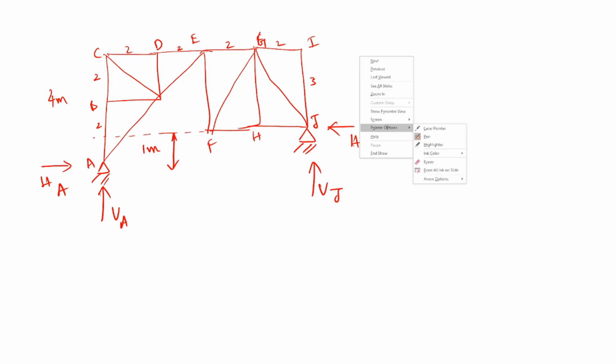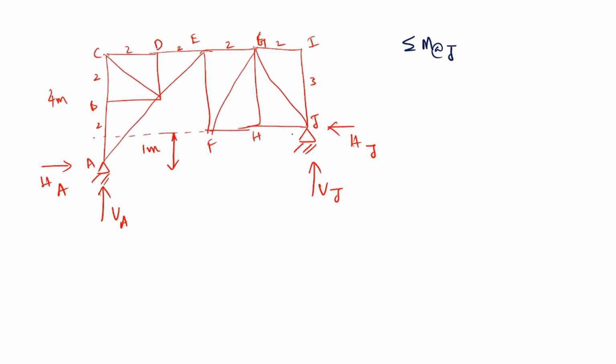What will I do here? First, let me take the summation of moments about J point. Anti-clockwise negative, clockwise positive. Let me take that. There is a force also which is 70 kilonewton. Now first HA about J. It will be anticlockwise, so minus HA multiplied by 1 because 1 meter. The next VA will create positive moment. VA multiplied by 2, 2, 2, 2, 8.